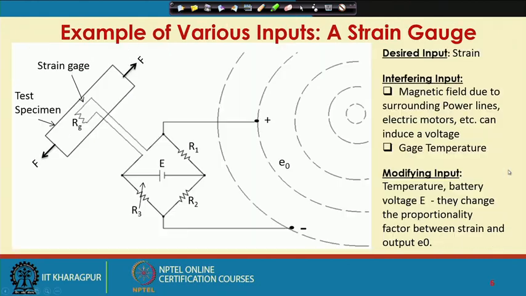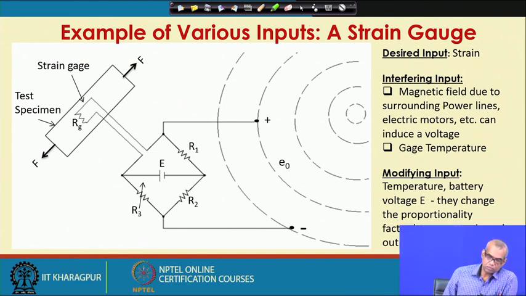Let us take another example. Now, we will take an example of strain gauge. Strain gauge measures strain. So, it works as follows. You have a resistance wire. This is the test specimen. This is under strain by these two forces that are being pulled. So, the specimen is under strain due to application of these two forces.